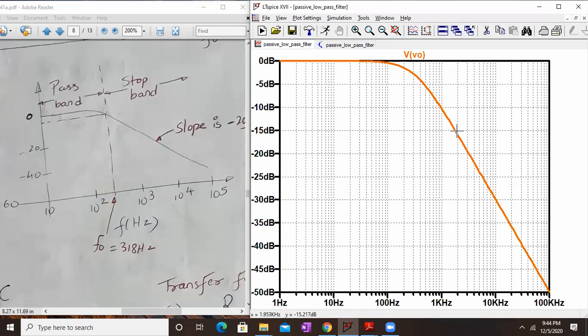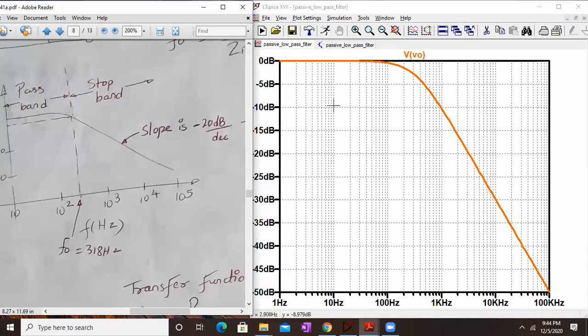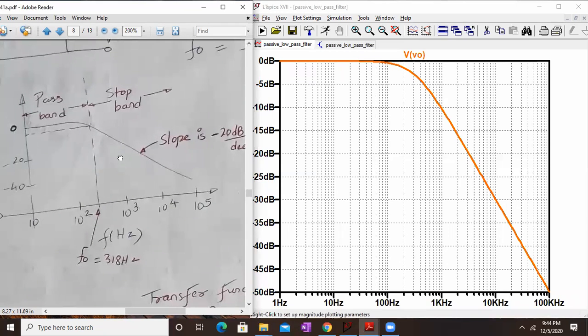One more point was made that the roll off rate is minus 20 dB per decade. You can check that. If you check the frequency at 1 kilohertz, it's around minus 10.5 dB, and around 10 kilohertz, it's around minus 30.05 dB. So you can see that for 1 decade change in frequency, the gain falls at a rate of minus 20 dB per decade. So this is a classic example of a low pass filter.